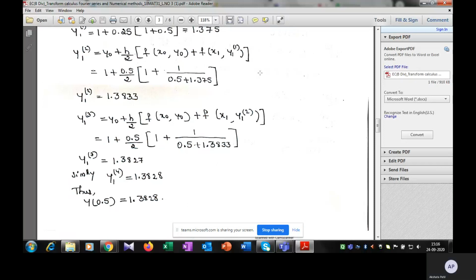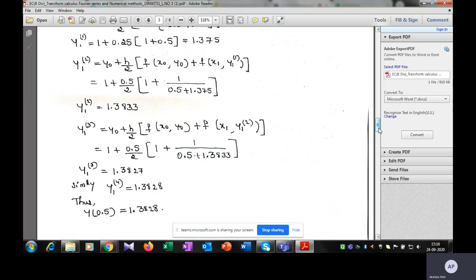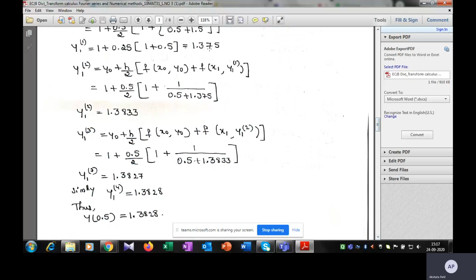You will get y1 of second approximation as 1.3833. Okay, now just check the first approximation value and the second approximation value. The first approximation value is 1.375 and the second approximation value is 1.3833. Both match only to one decimal place, is it right? But I need a minimum of 3 to 4 decimal places to match in both approximations. So let us do one more approximation here.